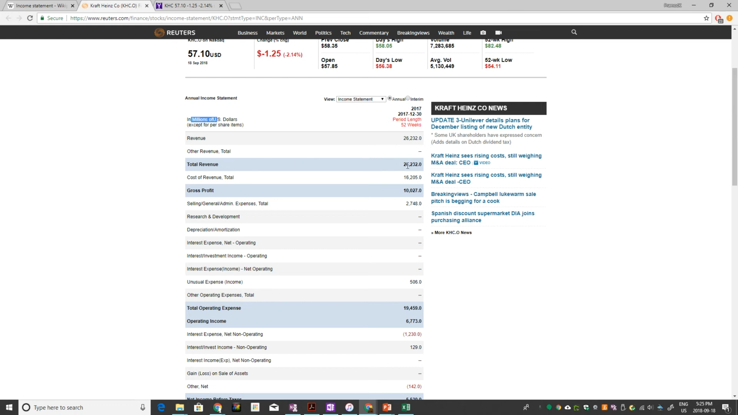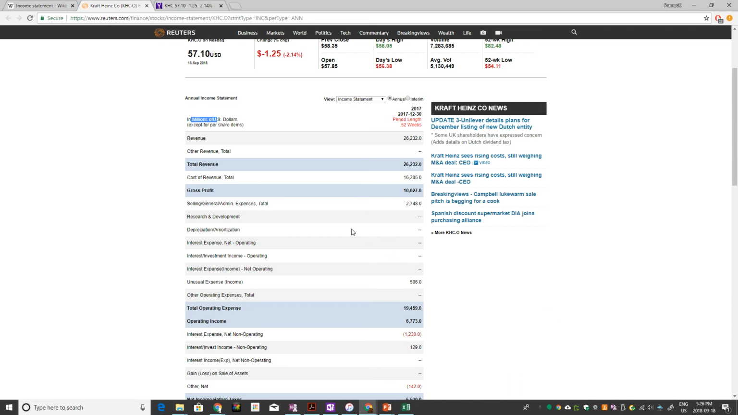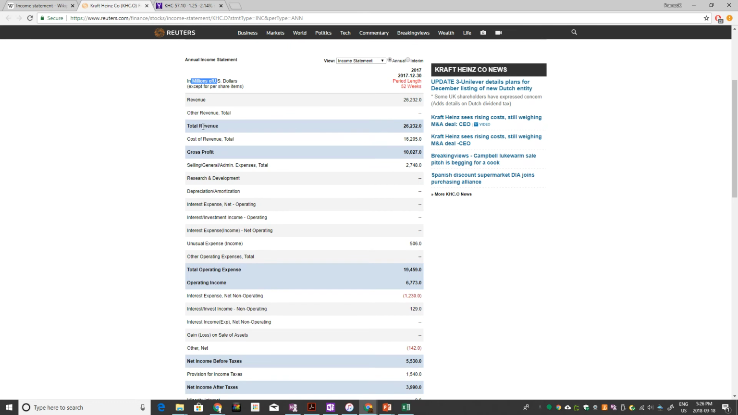Okay. I'm not sure if I can write on this one. I don't have a pen to write, but anyway we can see this example. The cost to generate this revenue is 16 billion. So the gross profit comes as a little bit over 10 billion.